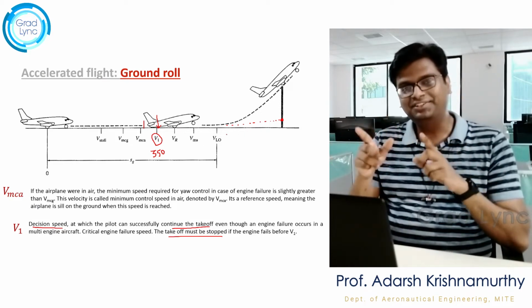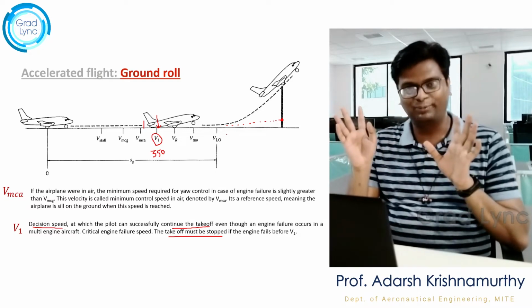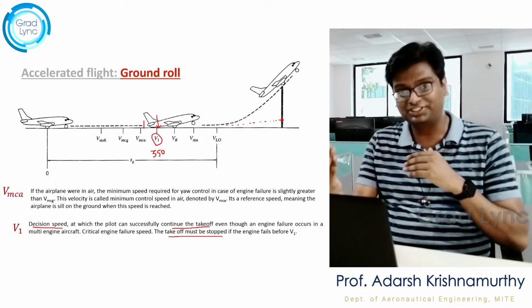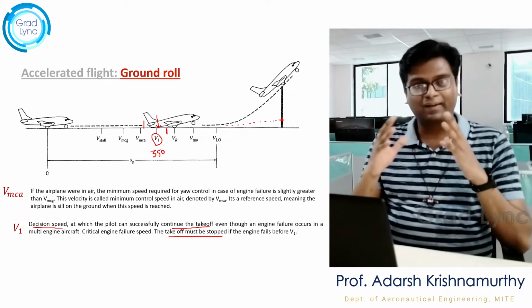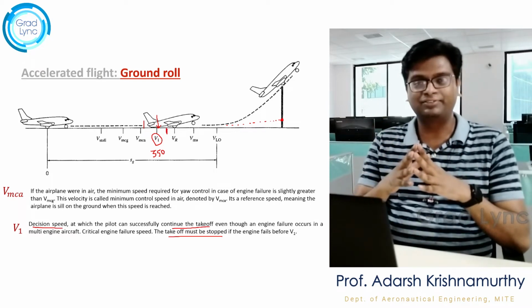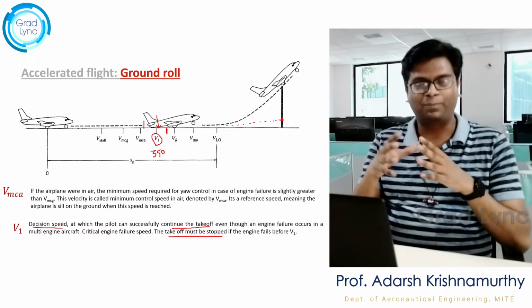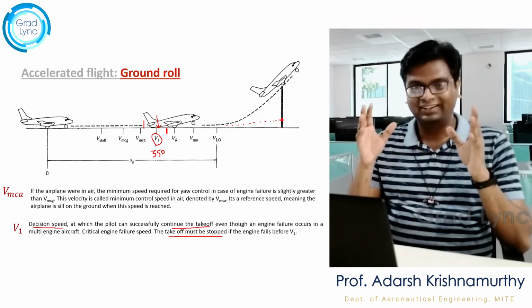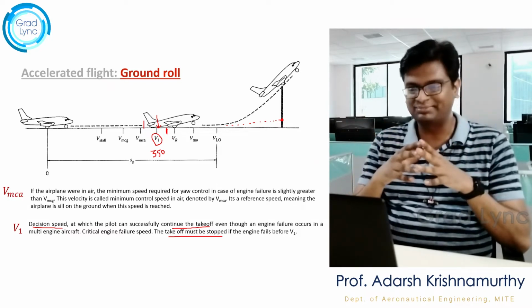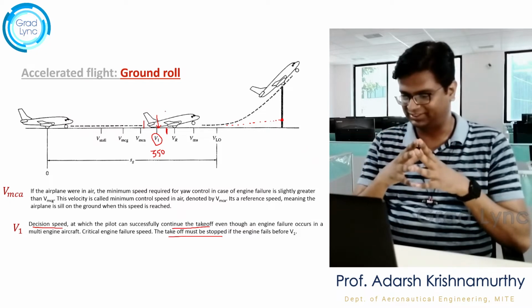But if the engine fails beyond 350 km per hour, beyond the decision velocity V1, the pilot can take off the aircraft with one engine not operating. Clear? These are all very interesting concepts. I hope you are enjoying this.